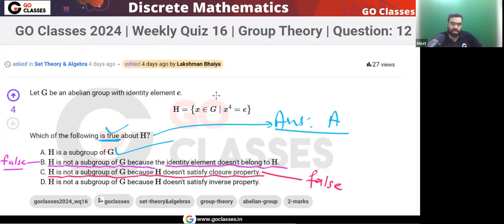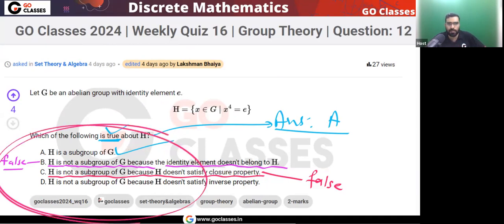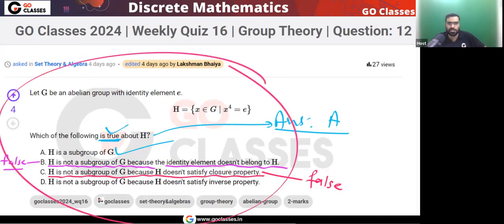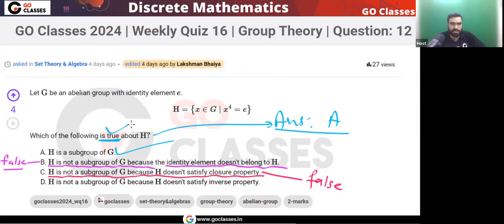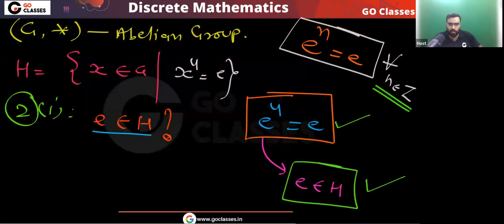This question has not come in the GATE exam so far, but they can definitely ask this type of question, because it is a very standard, simple question. Do you need any concept other than what we have seen in our lectures? Only those concepts are needed. This is a simple question. Now let's move on.